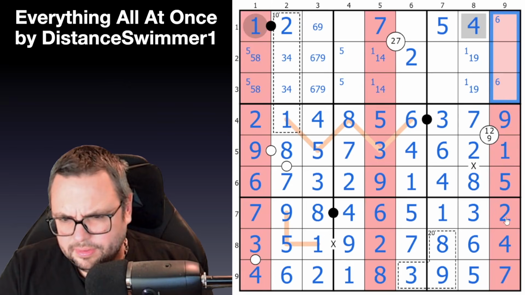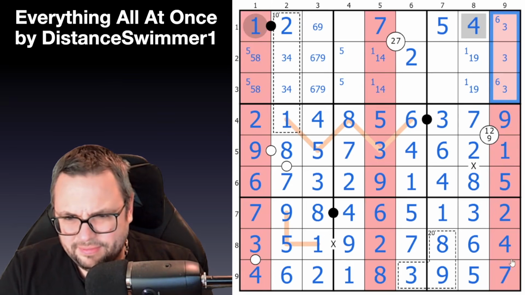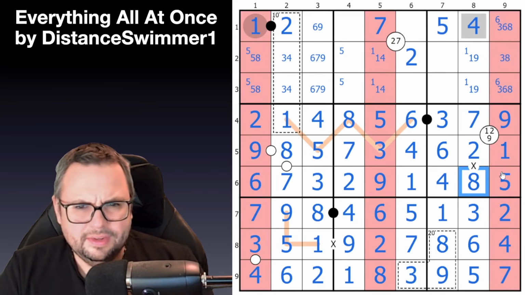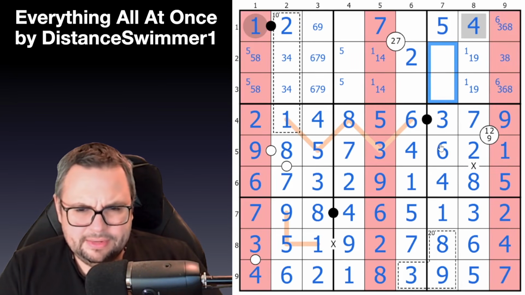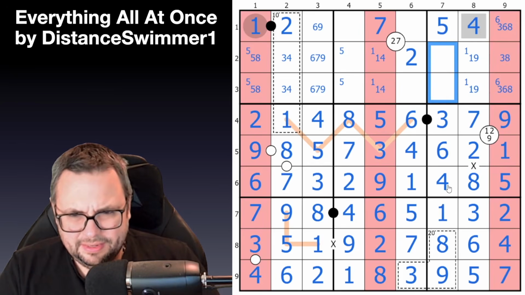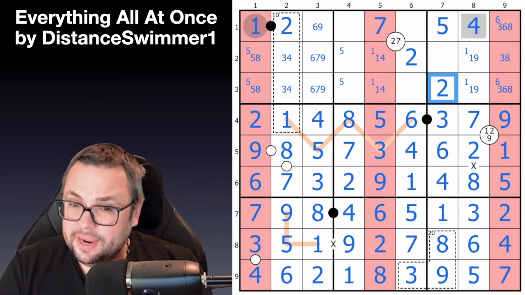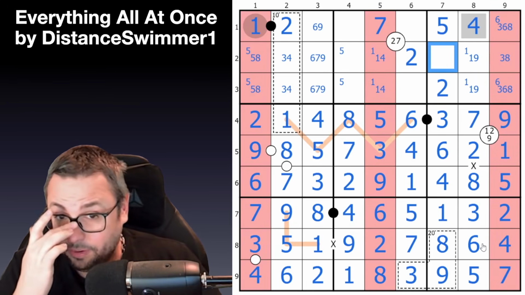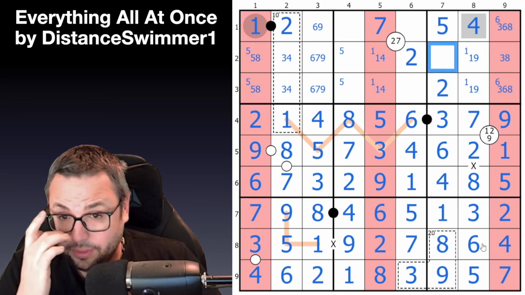These are 3, 4, 5, 6, 7, 8. 3, 6, and 8. That one's not 6. And these are 2. Oh, well, the 2 goes there. That's helpful. And that means I get to put a digit here, and almost no matter what digit it is, it's going to be useful.